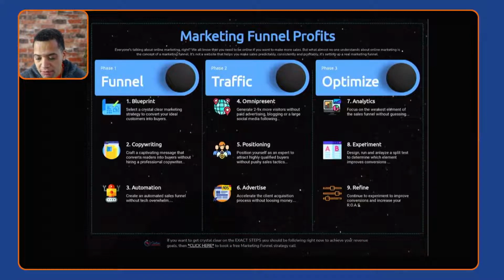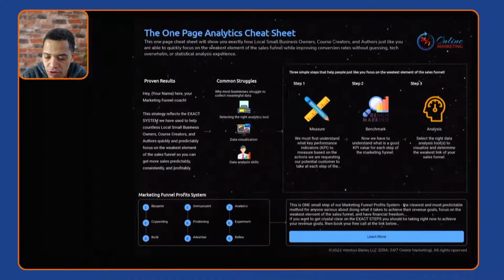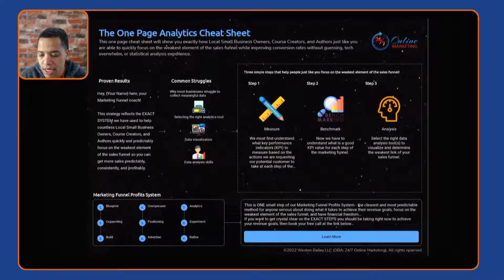We're talking about optimizing, okay? And so that's what we're here to talk about today. Now, previously, we talked about analytics, the step number 7 of the optimize phase. I walked you through the 3 steps of that: measure, benchmark, and analysis. So I walked you through that.